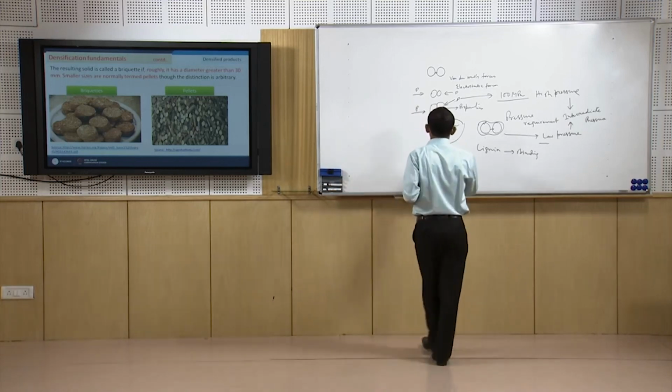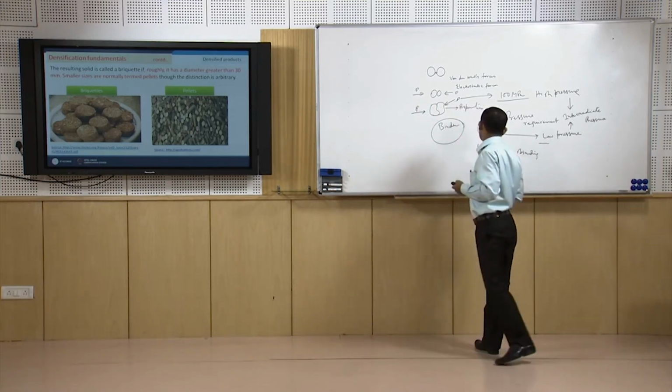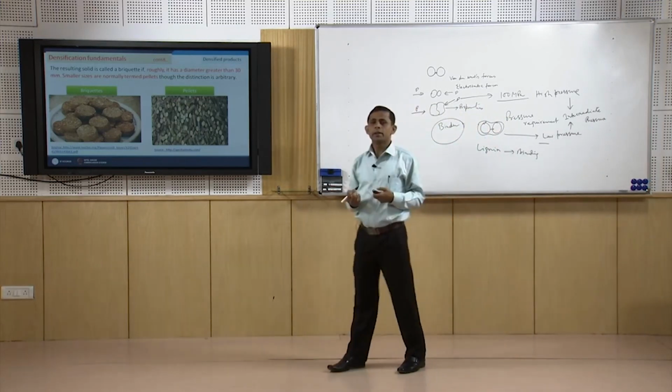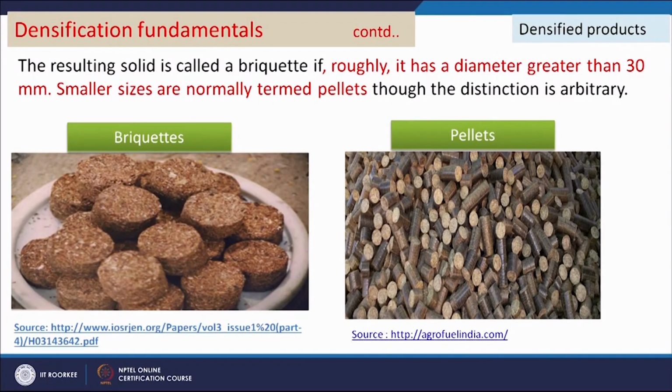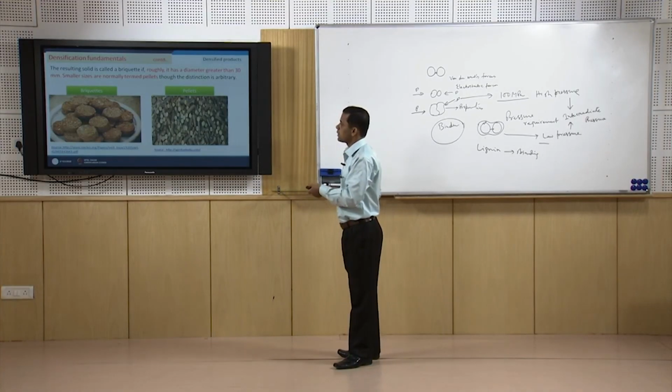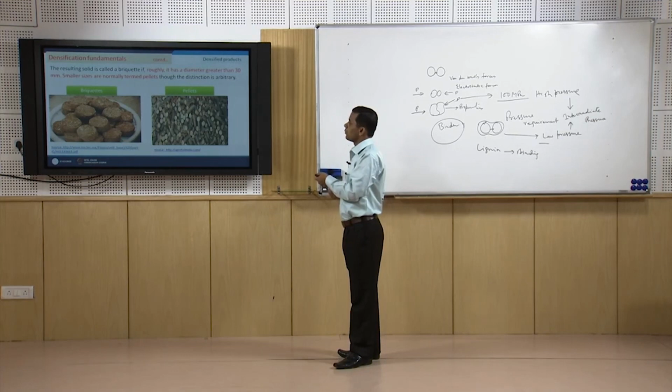So, the densified material which is formed through this densification process may be either in briquette forms or in pellet forms. Briquettes and pellets are separated on the basis of their diameter, but there is no very sharp distinction. Normally, if the diameter is 30 millimeter or less, then it is called pellets, and if the size is more than 30 millimeter, then it is called briquettes. As shown here, this is an example of briquette and this is an example of pellets.